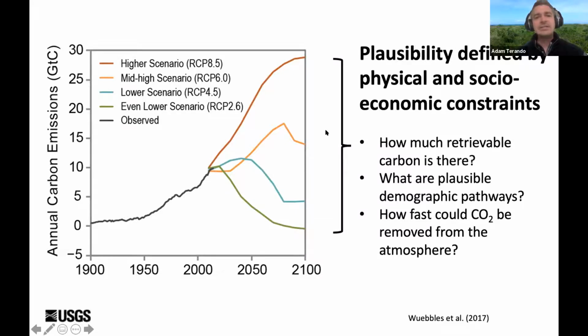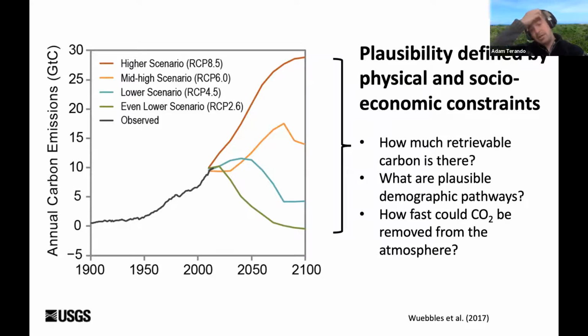And it's not an exhaustive list of future outcomes, but it is a plausible set of scenarios. Plausibility in this case is defined by physical and socioeconomic constraints defined broadly. So things like, how much retrievable carbon actually is there in the ground? How much carbon can we dig up, and how fast could humans actually dig it up? What are plausible demographic pathways for the future?